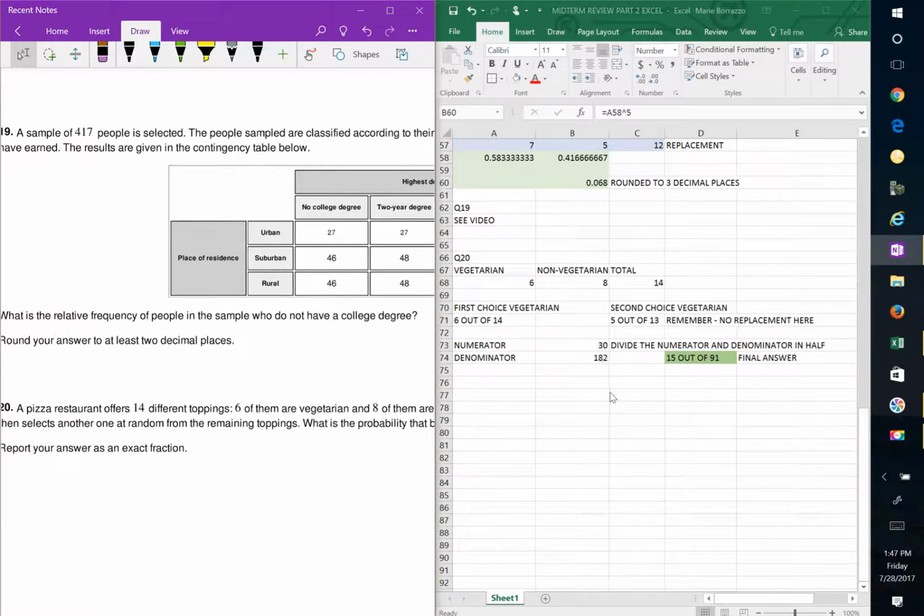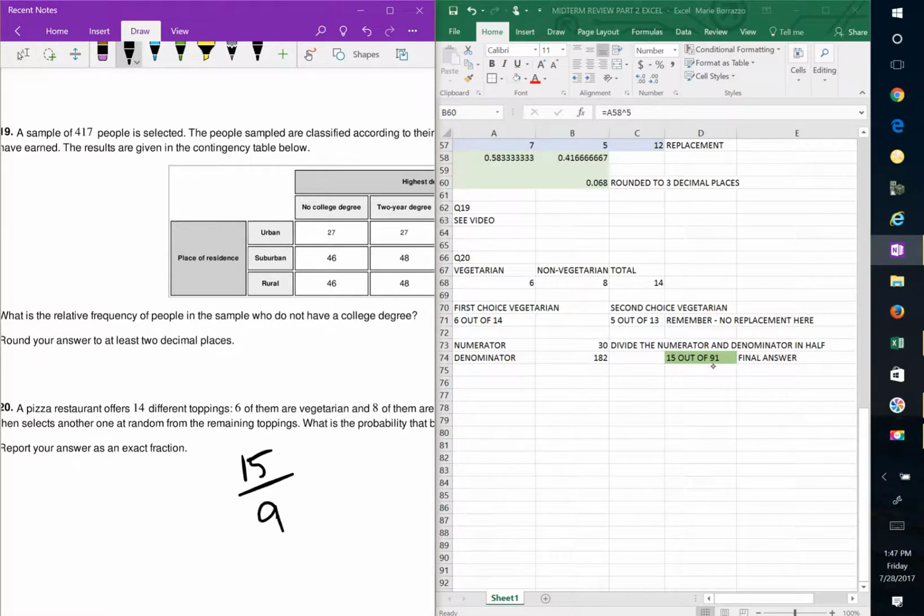Both even numbers, so I divided them by 2 to see if it worked. It did. This is a prime number. I'm good. 15 out of 91, and that is your answer as a fraction. I couldn't do it on the Excel sheet because it doesn't show. But on paper, it would look as a fraction.